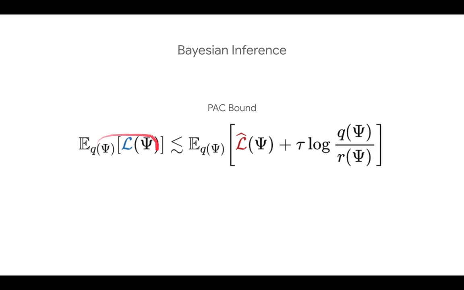You can take a thing that you care about if it can be expressed as the expectation with respect to some distribution of a true risk. And you can turn that into the expectation with respect to the same distribution of the empirical risk, provided you add a penalty that looks like the KL divergence between the distribution that you're optimizing and some prior that you specify, importantly, before you look at the data.